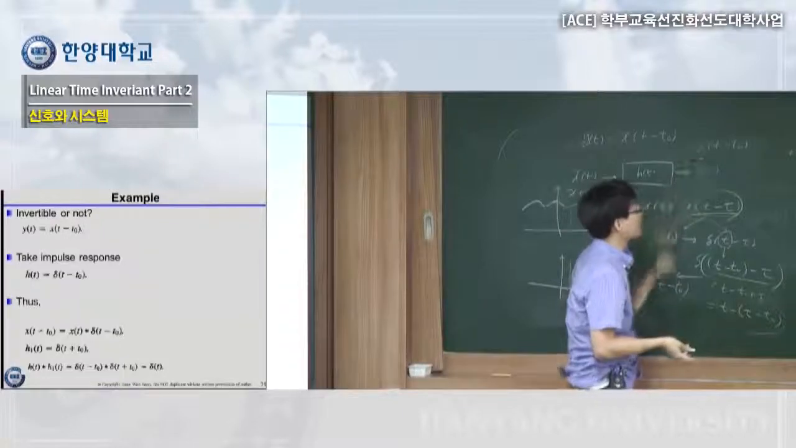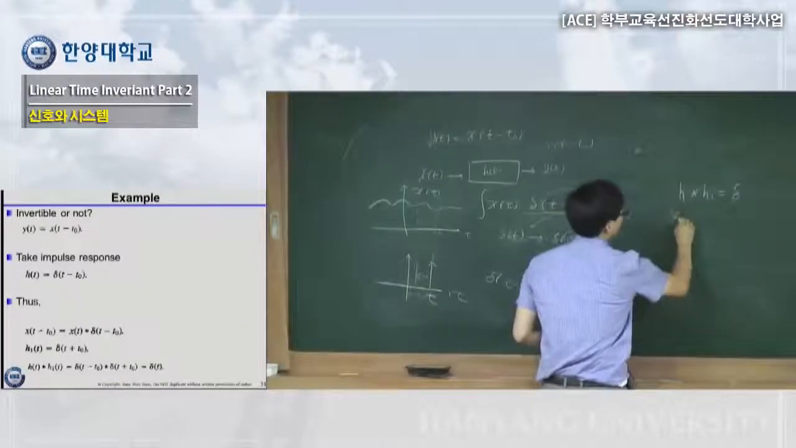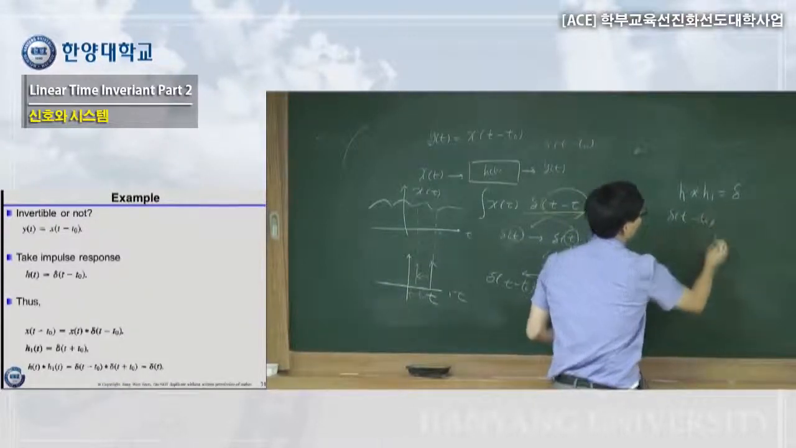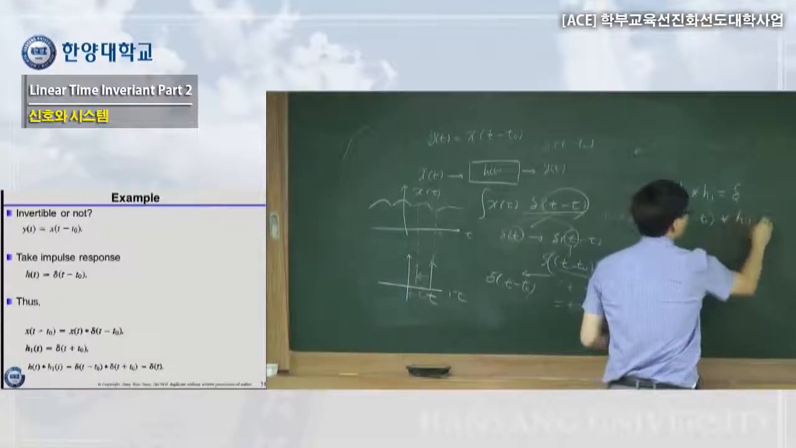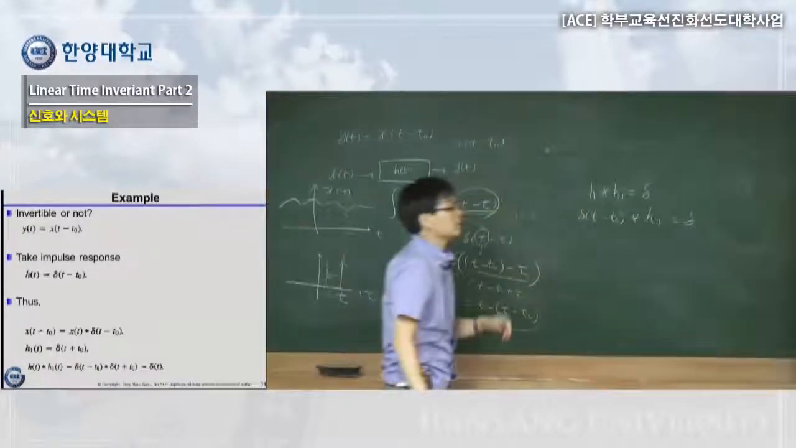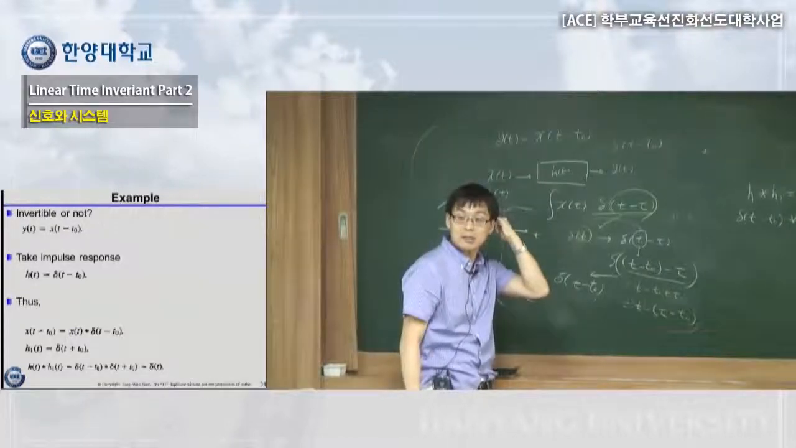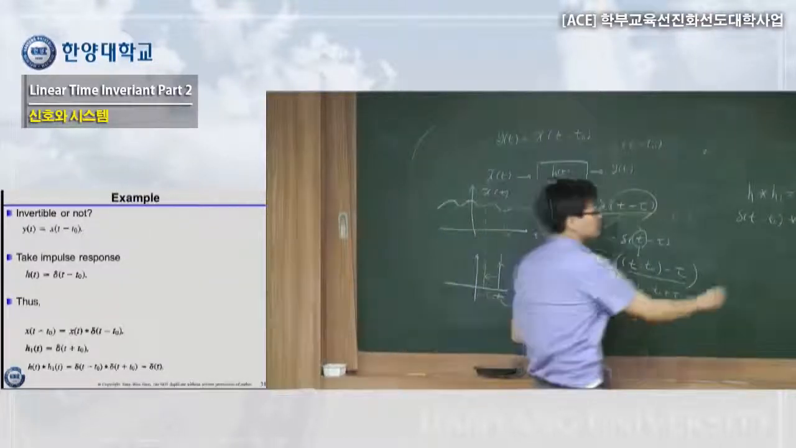So we know that system response is delta t minus t0. Convolution of something is delta, then this one is scalable. This one is invertible. What is it?